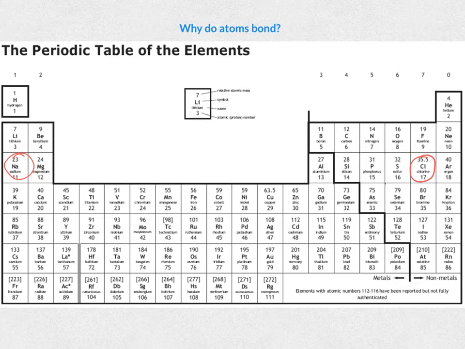You should remember from previous work that the group number that an element is in tells you how many electrons there are in its outer shell. As sodium is in group 1, we know that it has 1 electron in its outer shell. Chlorine is in group 7, so it has 7 electrons in its outer shell.